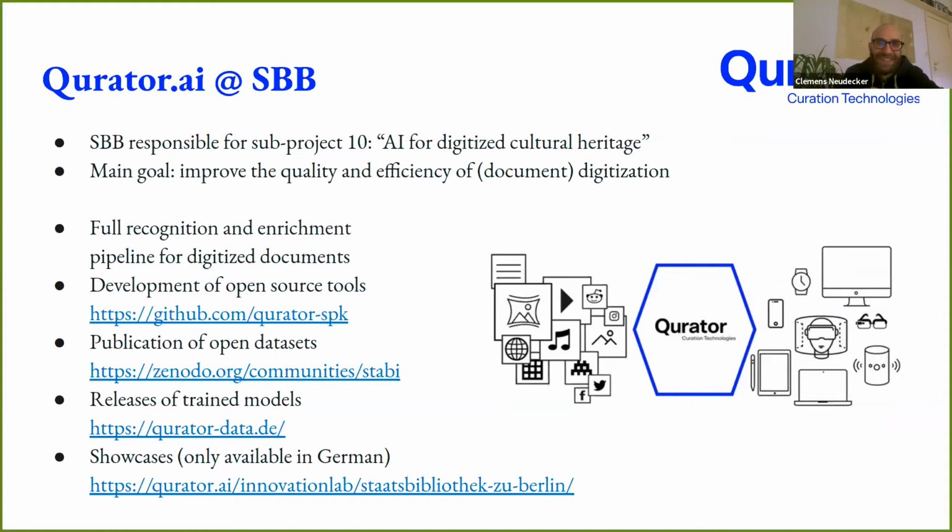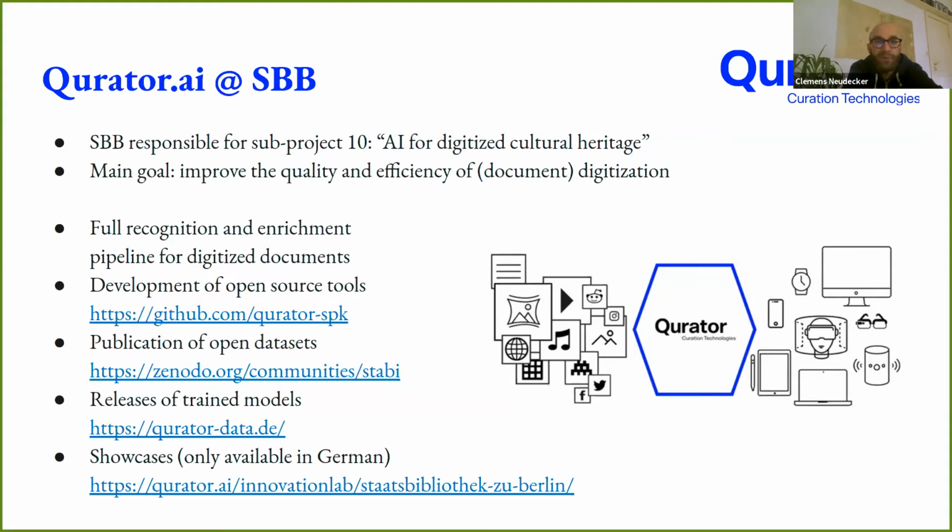Okay, here we go. So yeah, as you've seen in the introduction by Georg Rehm, there's a total of 10 projects within Qurator, and the Berlin State Library is responsible for the sub-project 10, AI for digitized cultural heritage, and I've just mentioned that in the introduction. Our main aim is really to significantly improve the quality and efficiency of digitization by really supporting the process with state-of-the-art AI technologies in all steps.